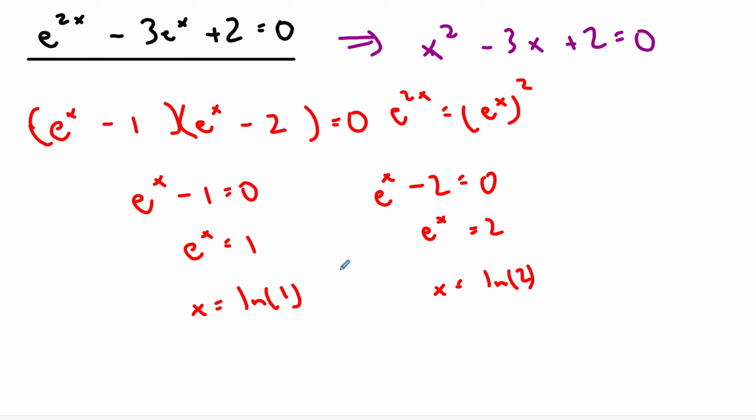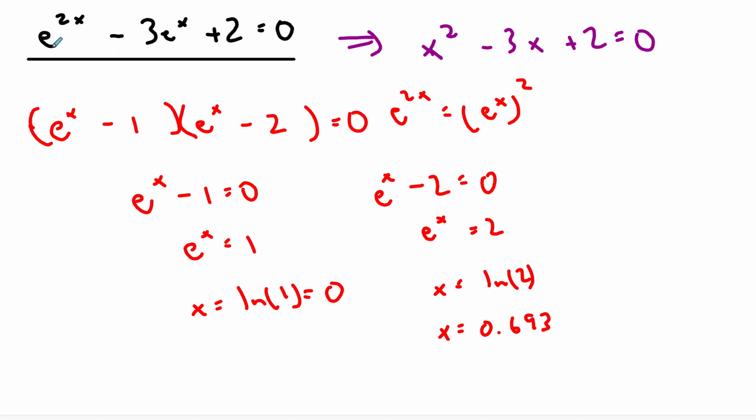Now, I wouldn't expect you to know the natural log of 2 by heart, but I would expect you to know the natural log of 1. That's just 0. e to what power is 1? Well, it has to be 0. The natural log of 2, that's a little less straightforward. As a matter of fact, it is 0.693.